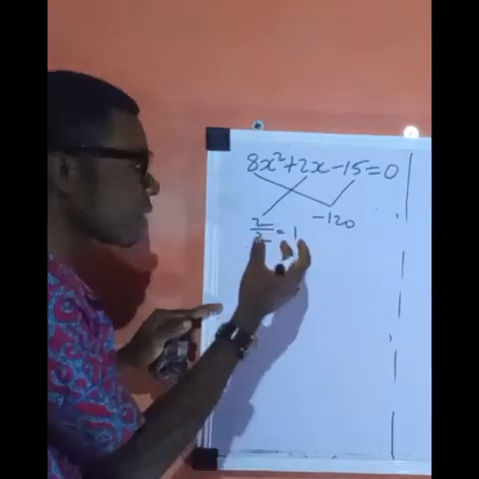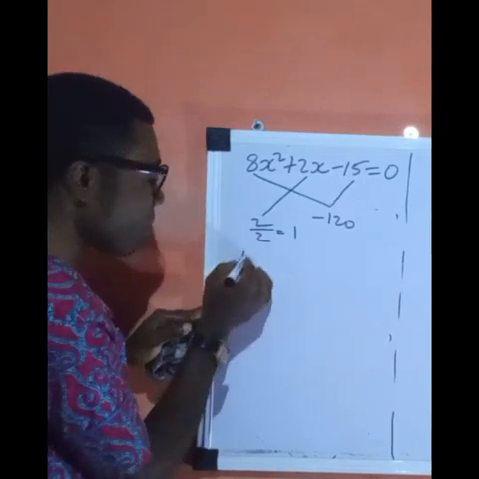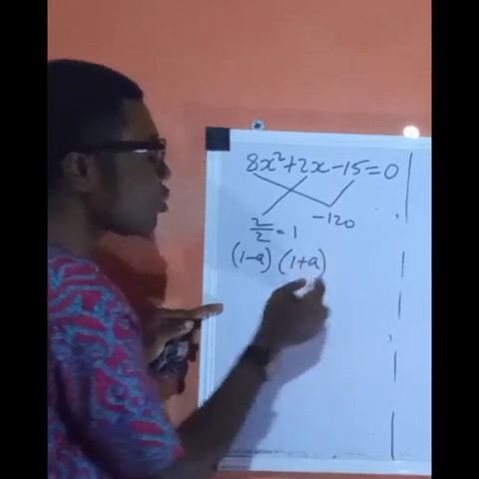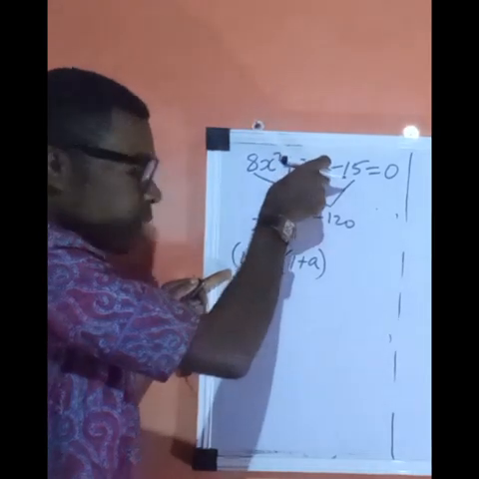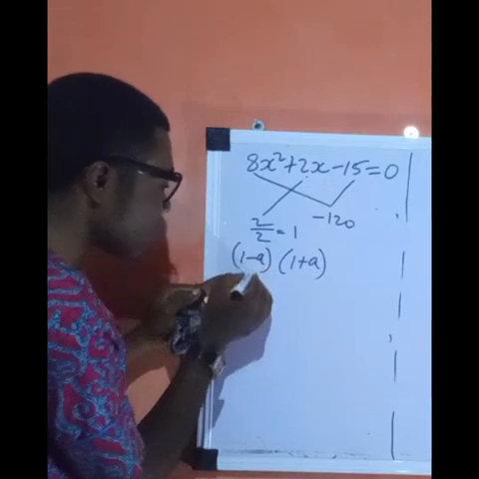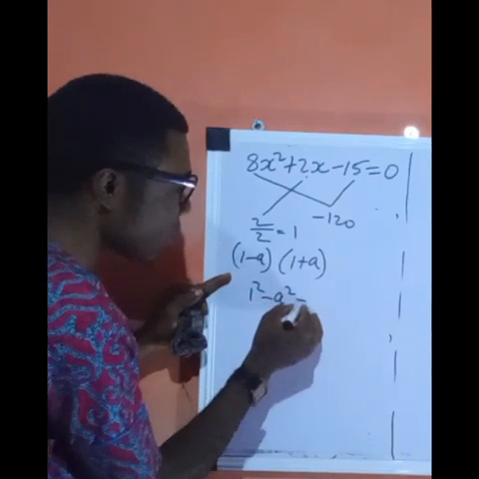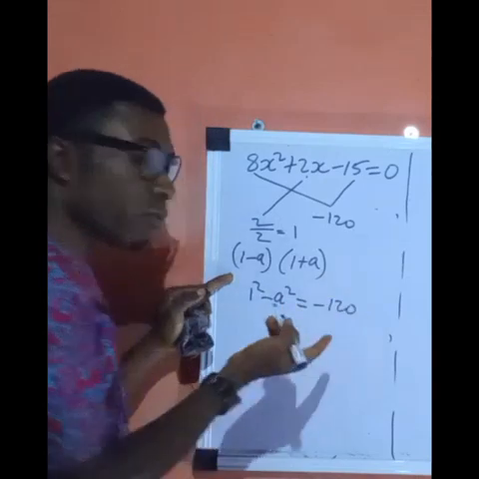So what are you going to do? Create another variable apart from x, any other thing you can use. Let's use a. 1 minus a and 1 plus a will be the two numbers that will replace 2x. How do we get a? Difference of two squares. Find the difference of the square of 1 and the square of a and equate it to minus 120, and solve for a.